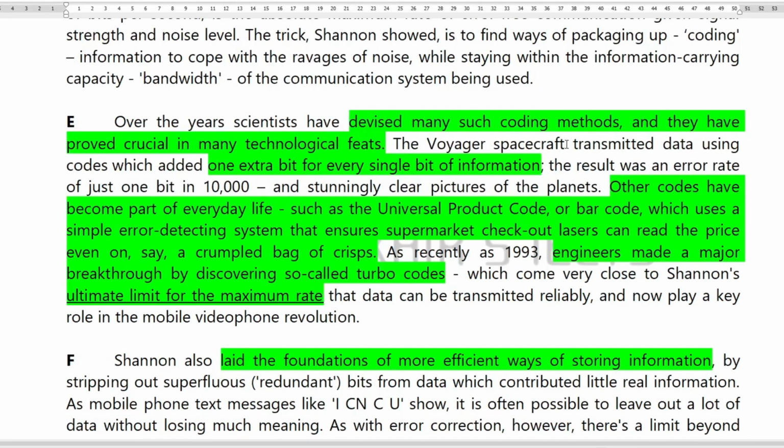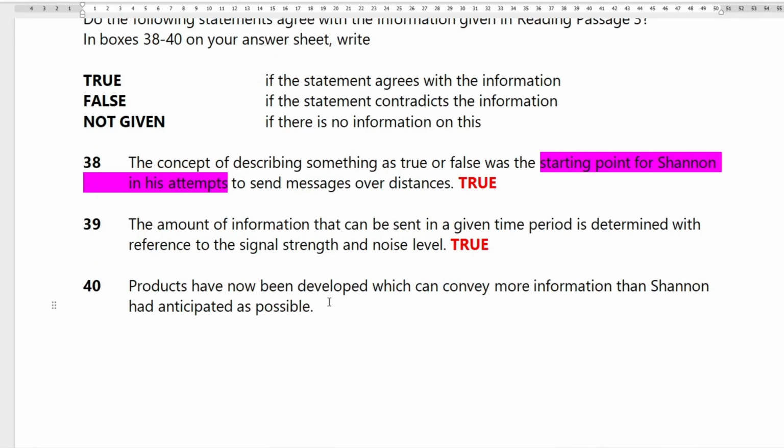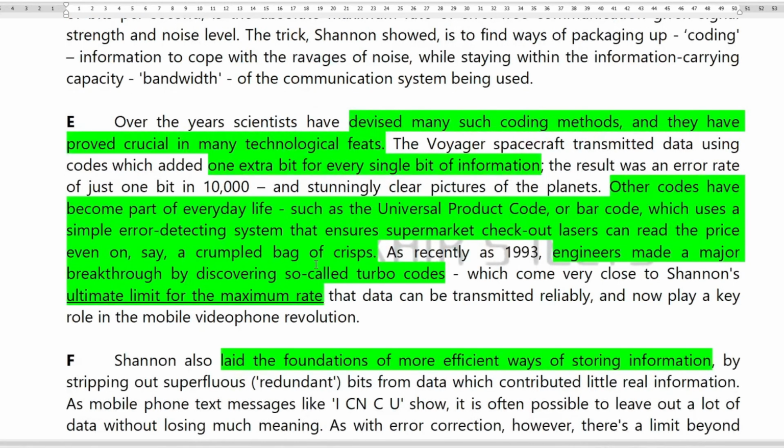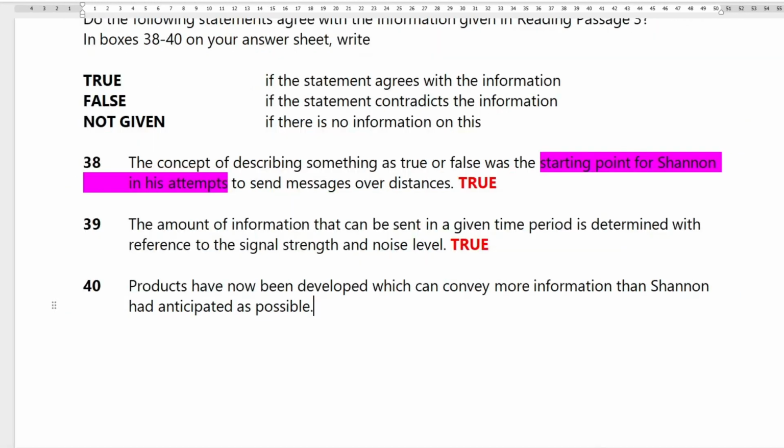And as recently as 1993, engineers made a major breakthrough by discovering so-called turbo codes, which come very close to Shannon's ultimate limit for the maximum rate that data can be transmitted reliably, and now play a key role in the mobile video phone revolution. So the products are turbo codes, by discovering so-called turbo codes.